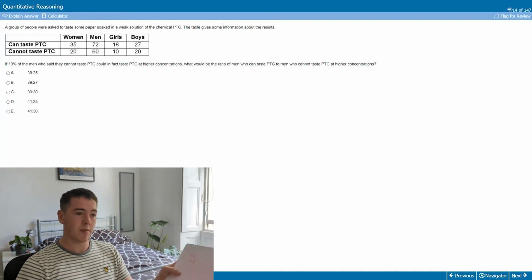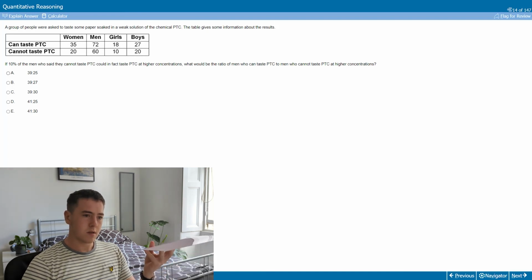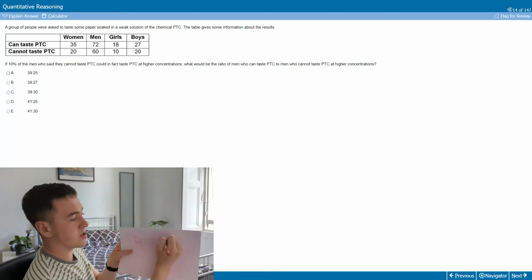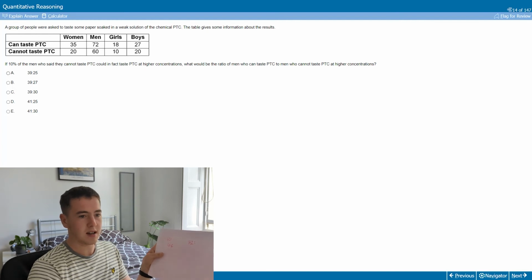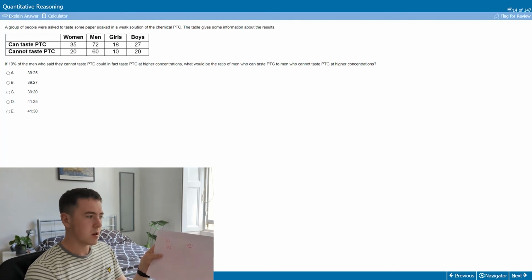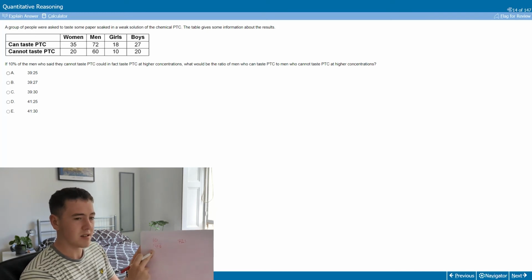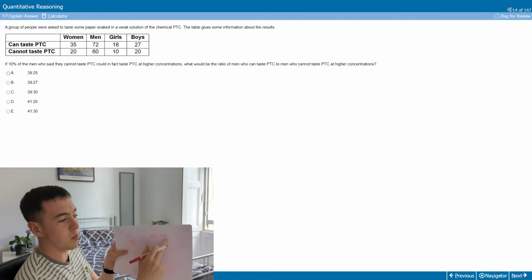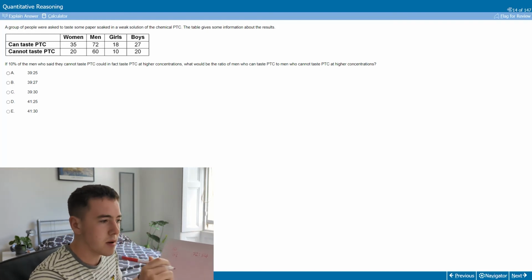What would be the ratio of men who can taste PTC? Who can taste PTC, so that's the top line. So we've got 72 on one side of the ratio to men who cannot taste it at a higher concentration. We've got 6 men that can taste it at a higher concentration, so 60 minus 6 is 54. So we should have 72 to 54 on both sides of the ratio if I'm doing this right. I think the wording is a bit tricky, but I think I'm doing it right.